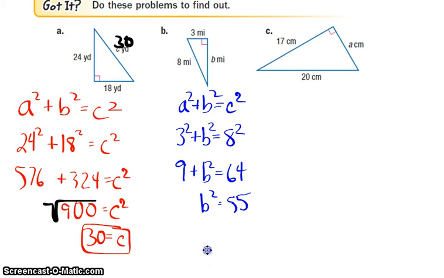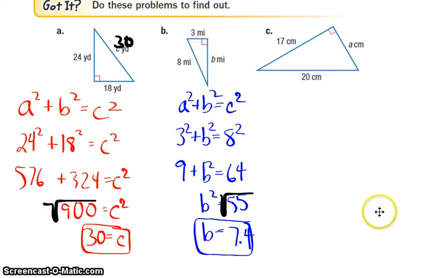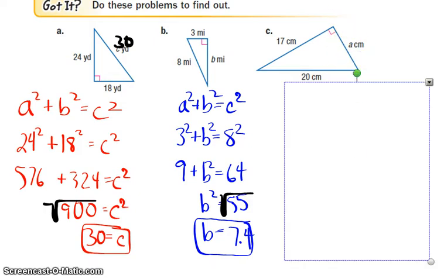Okay. Then we have to take 55, and we have to take the square root of it. So we should be taking the square root of 55, which is 7.4. Okay? And that makes sense. 7.4 is smaller than our hypotenuse, which is what we want. Okay? And let's take a look at C. Here you're missing a leg as well. You're missing A. Okay? So let's see how you did on that one.